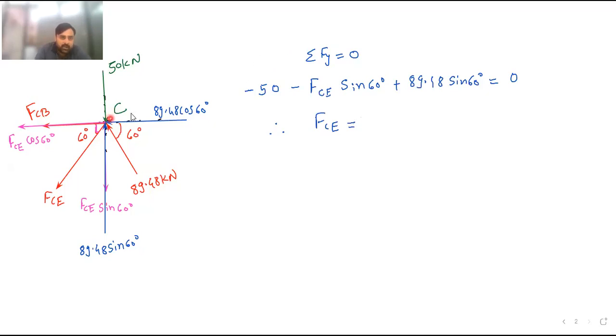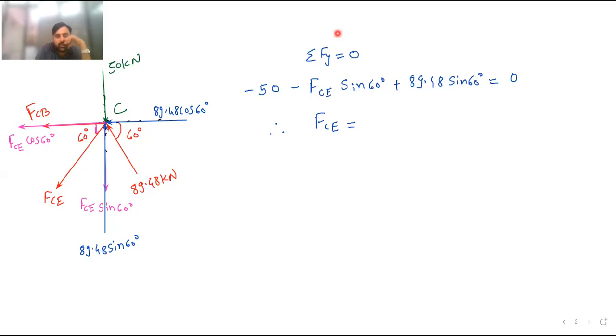Look, the 50 is downward, so we took minus. The component of FCE is downward here, FCE sine 60, it is minus, and the component of this force is moving upward, so this is plus, which we have taken. Now you solve this and let me know the value. Minus 31.74.